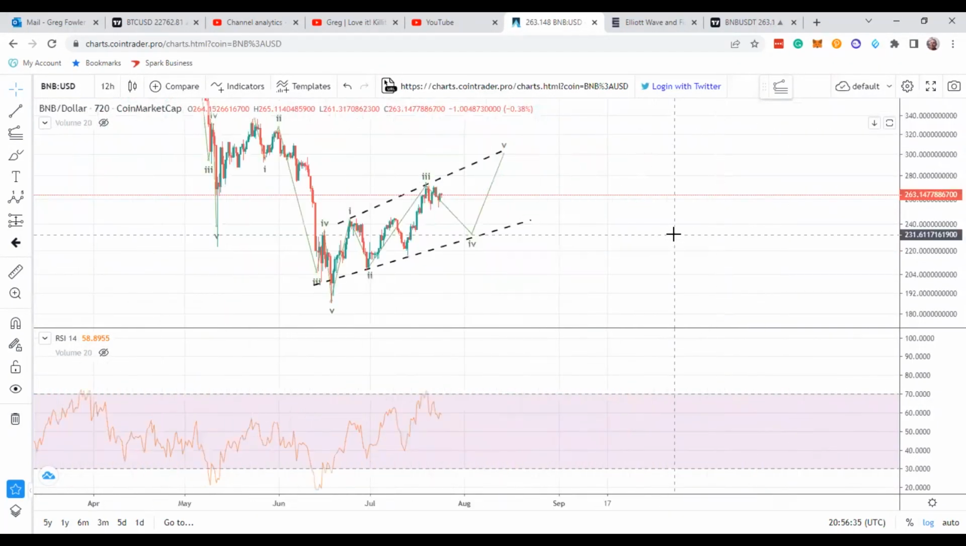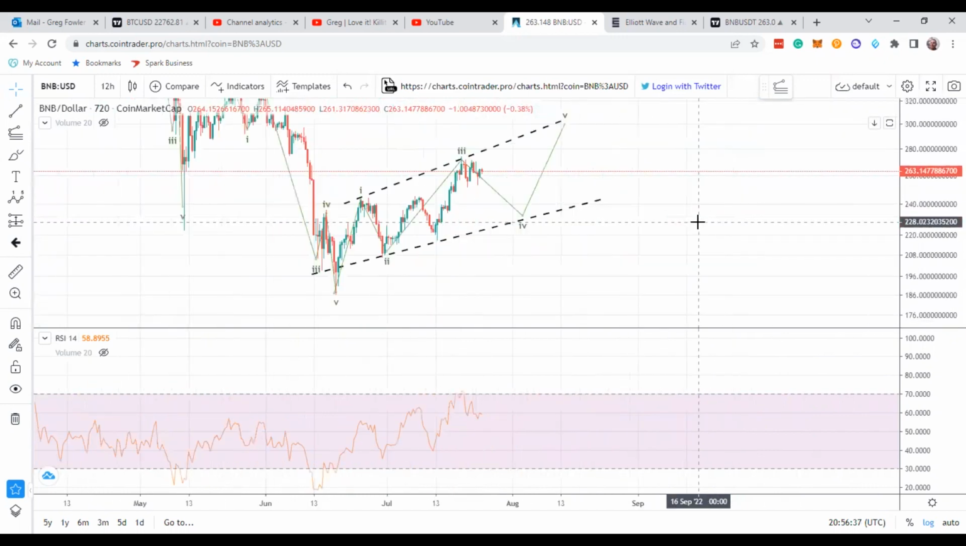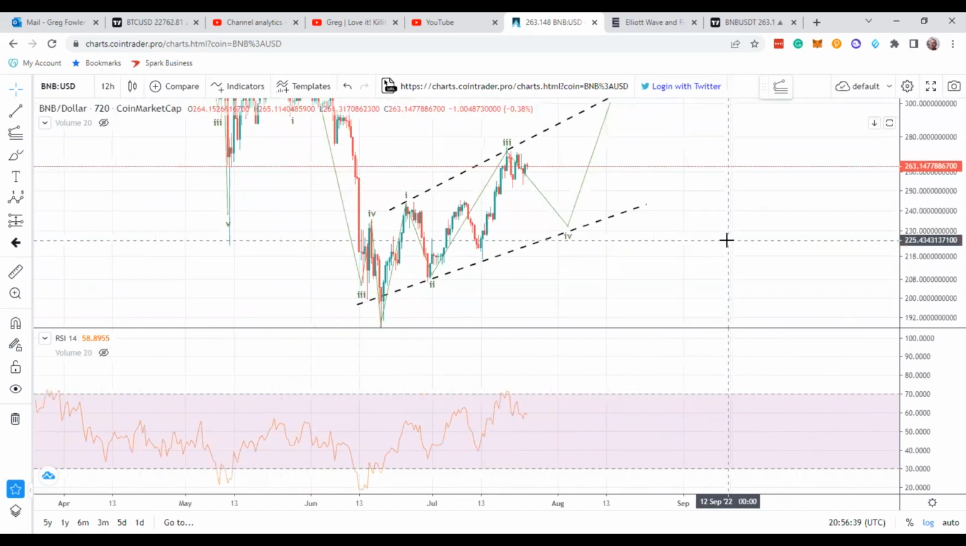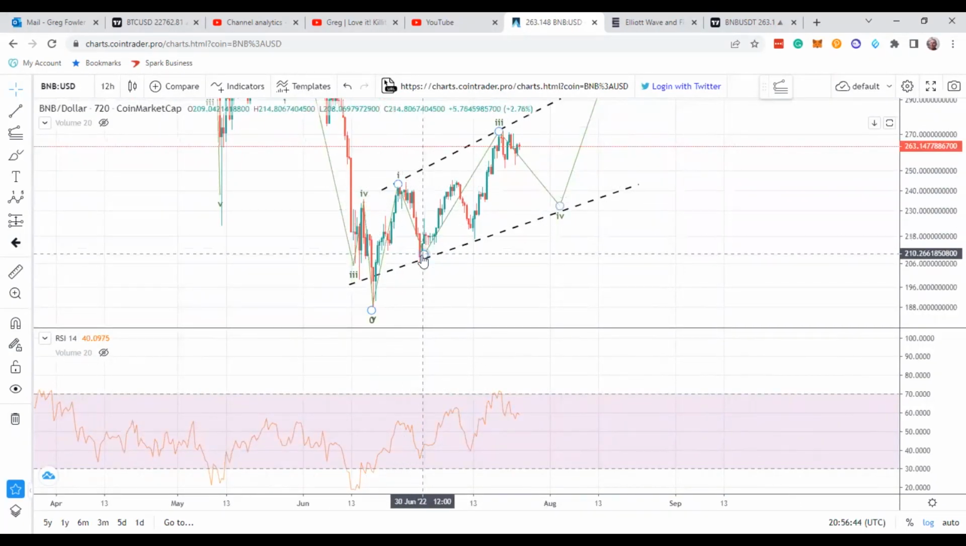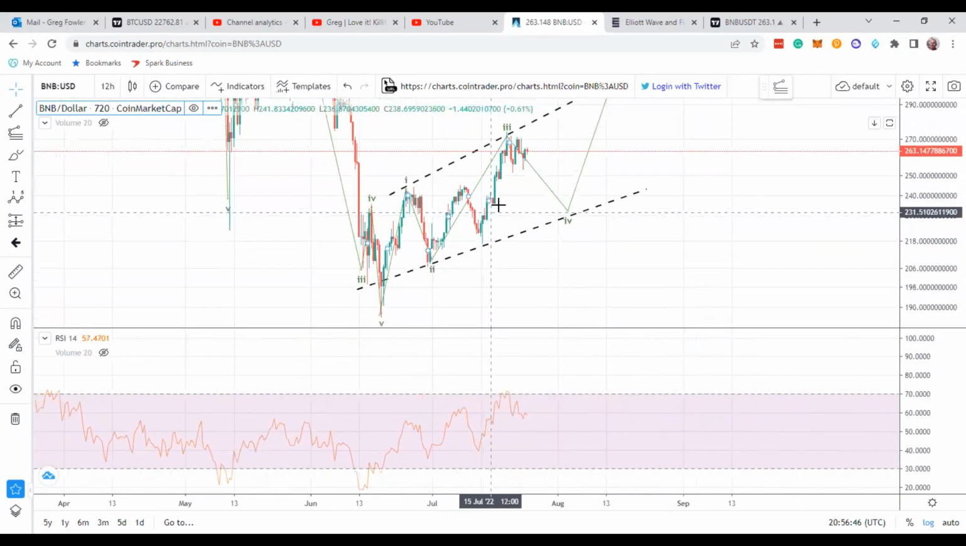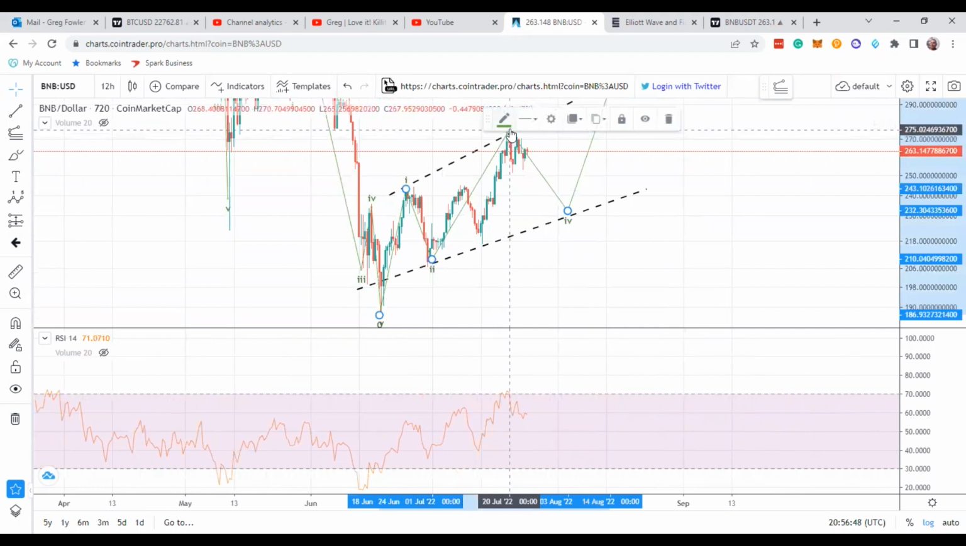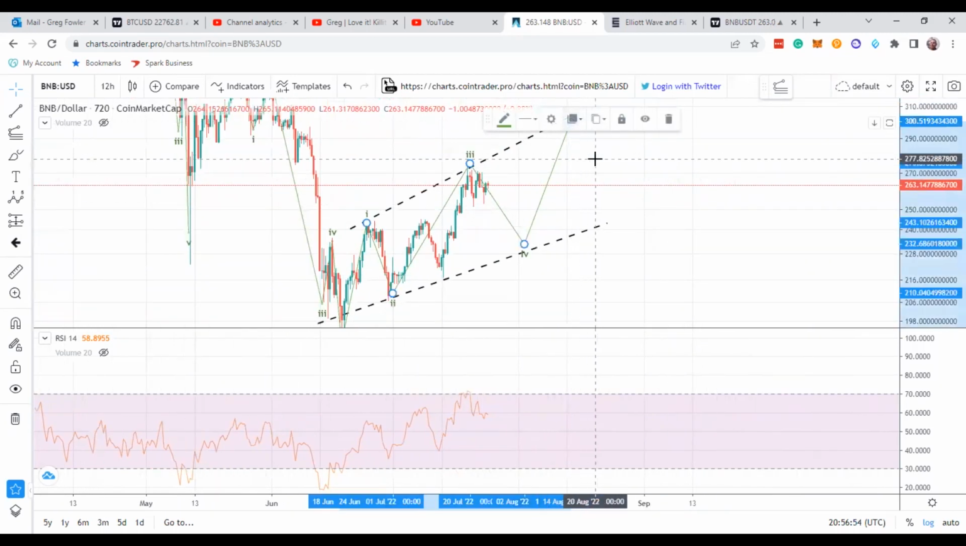BNB, if you break this down, more than likely is making a motive wave or a diagonal, okay? So here's a three-wave move, a three-wave move, and then BNB is making this three-wave move for a third wave. It follows the sequence down here in the RSI. It probably will come down, make this fourth wave, and then blast up onto this fifth wave.